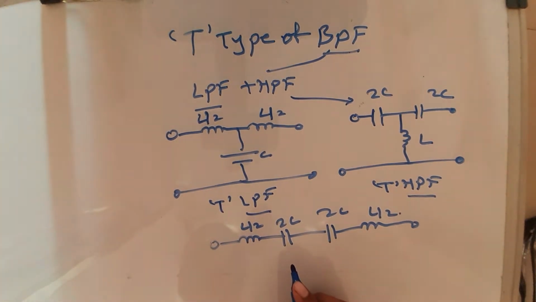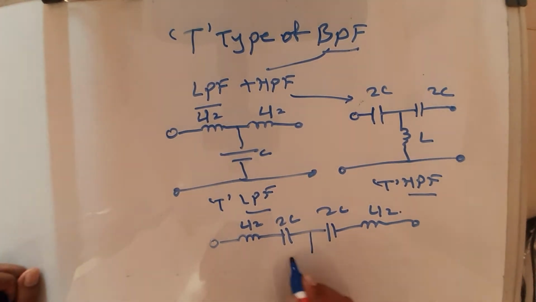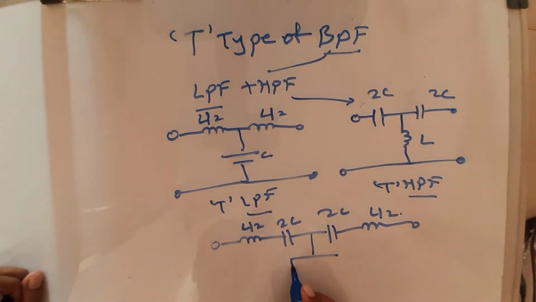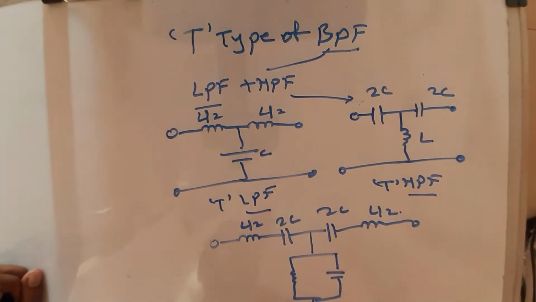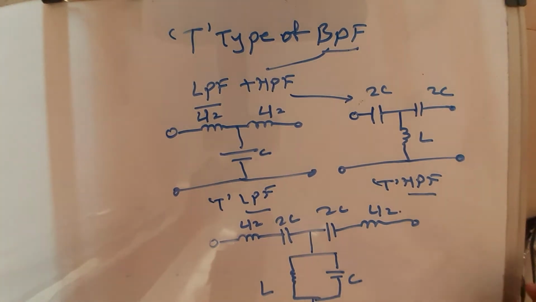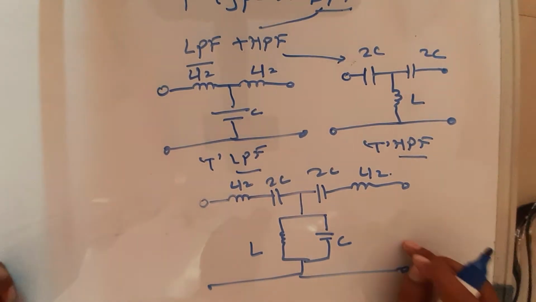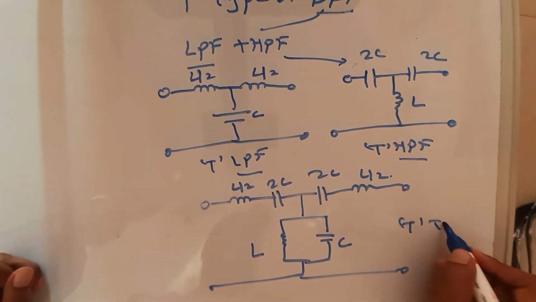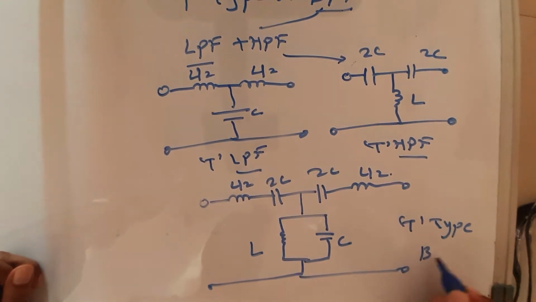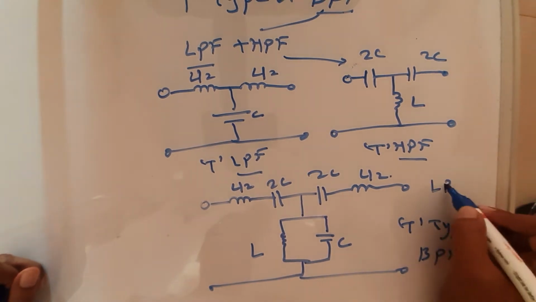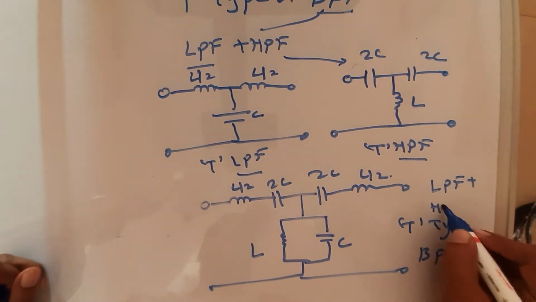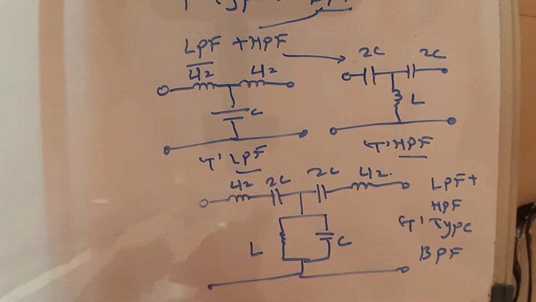So in shunt arms we'll connect this in parallel configuration like this one. So here it is C and this is L. Okay, so just remember this will be T type band pass filter. That should be configuration of T type low pass filter plus T type high pass filter.